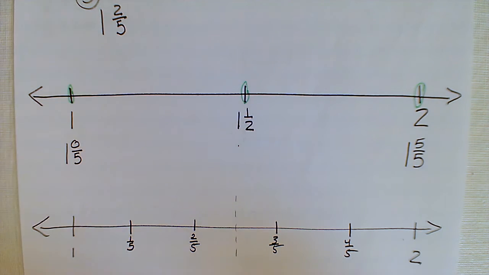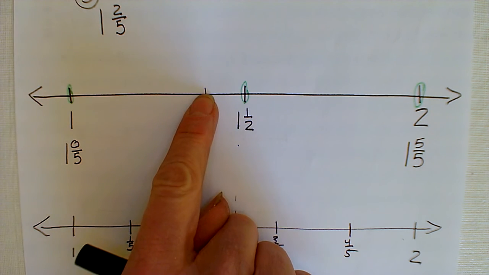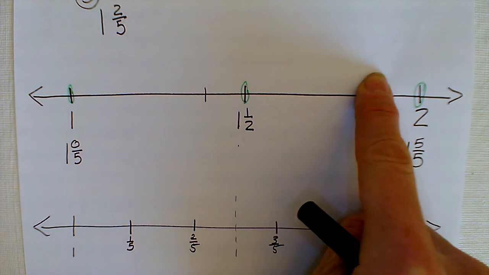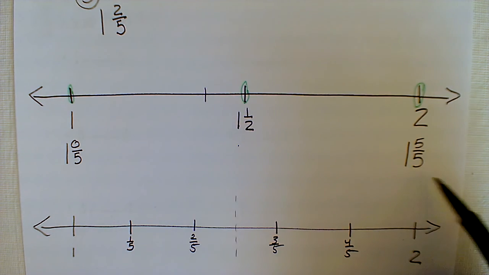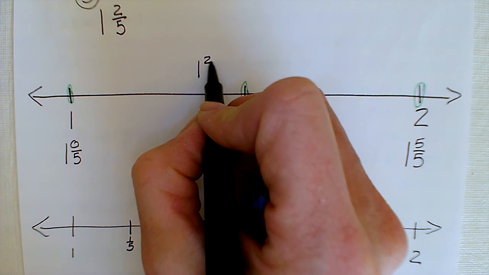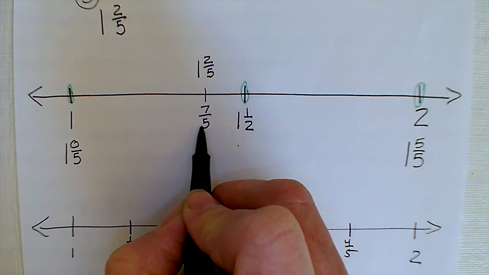So, with that in mind, if I have 1 and 2/5, that's going to be right about here, because I would have 1 and 1/5, 1 and 2/5, 1 and 3/5, 1 and 4/5, and 1 and 5/5. But 1 and 5/5 is just going to be 2 because that's another whole. So I'm going to put my 1 and 2/5 right here. I could also label it as 7/5.